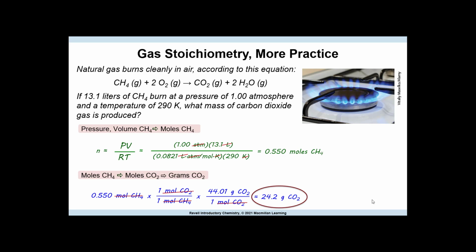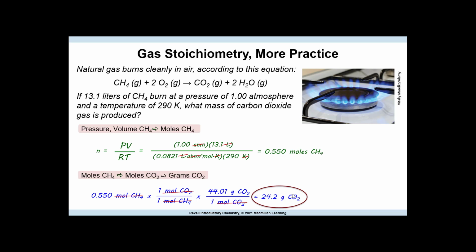Once we have the moles, we use the balanced equation to relate this to the moles of CO2 and then the grams of CO2. So we set it up with 0.55 moles of methane. We can see that it's a 1-to-1 ratio, which is what we set up, and then the molar mass. And this produces 24.2 grams of CO2.